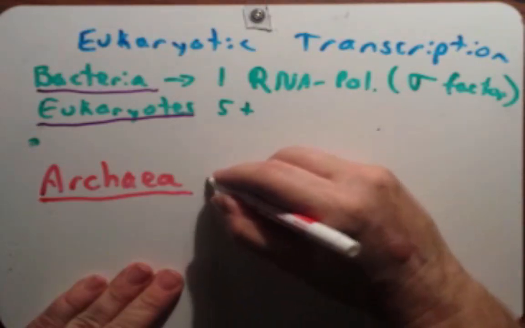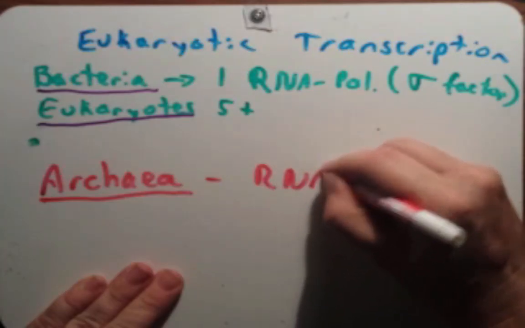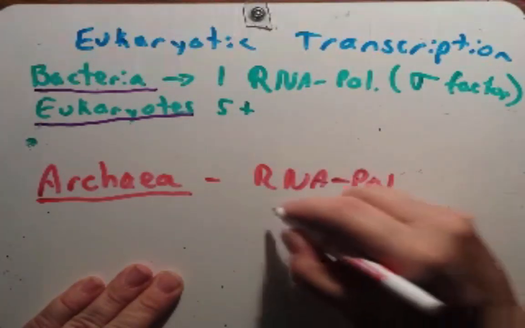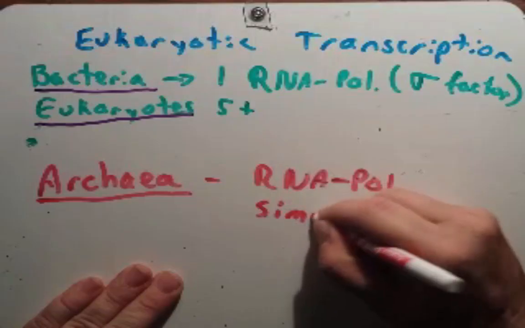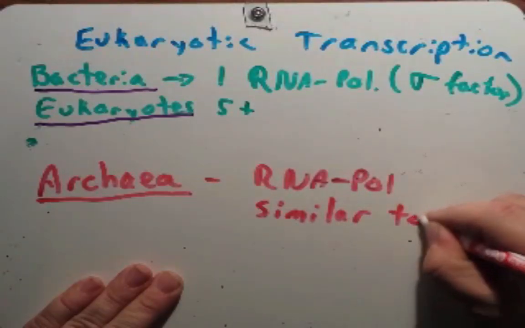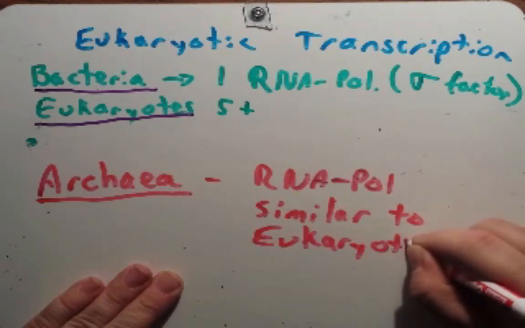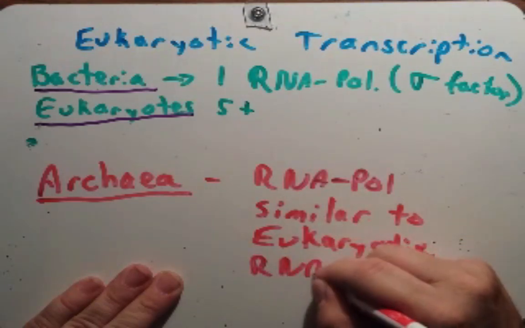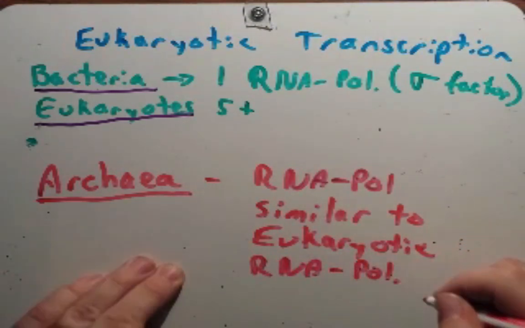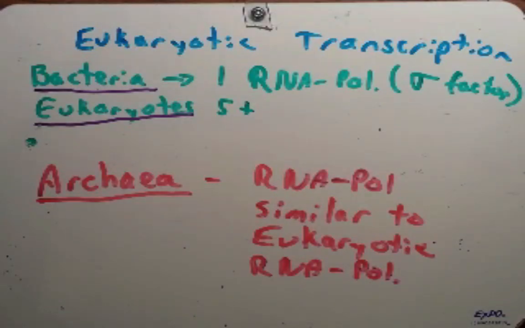As evidence to this, the archaea RNA polymerase is much more similar to eukaryotic RNA polymerases, and less similar to bacterial RNA polymerases. Alright, that is all I want to say about RNA polymerases for now.